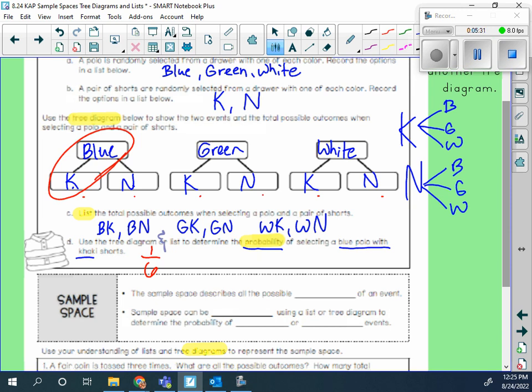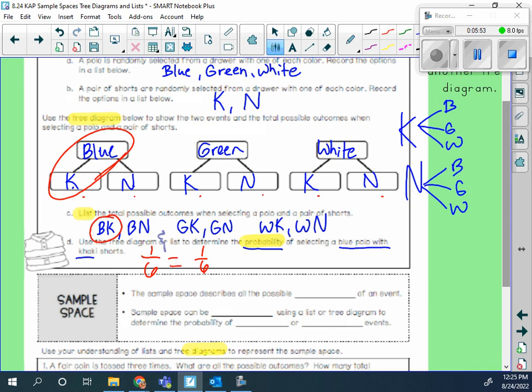So that's how you do it from the tree diagram, okay? From the list, again, blue polo with khaki shorts happened one time out of 6. You see, you should still get the same answer. But I just want to make sure everyone knew how to answer the question from a tree diagram or a list. Does anyone have a question at this point?